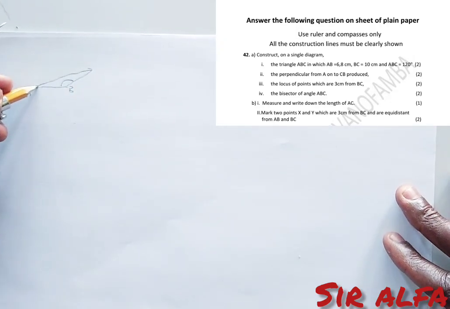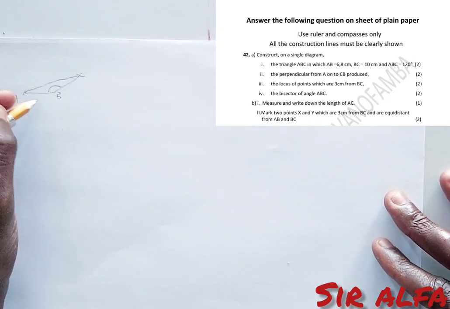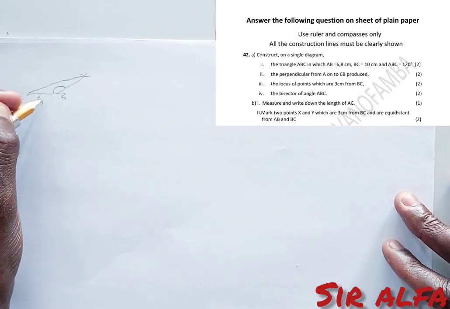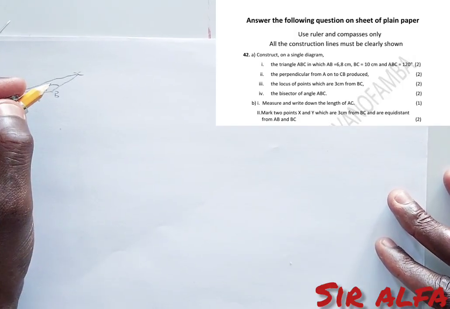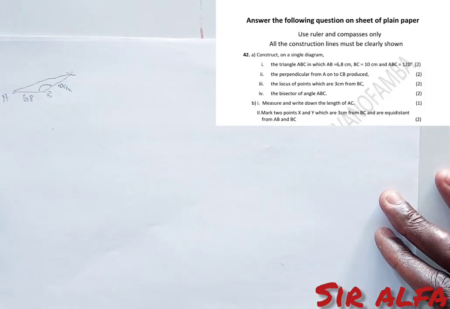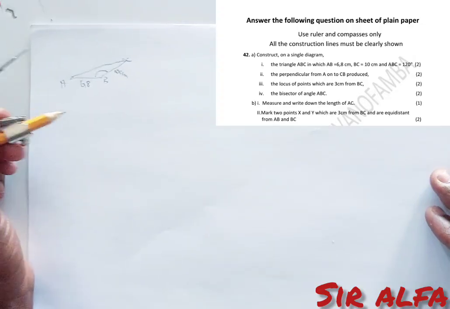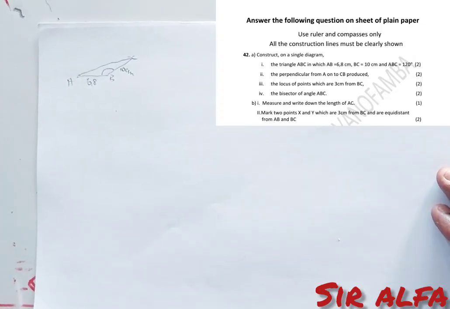So I'll join this one. So this is C. Let me write the dimensions. AB is 6.8. Then BC is 10 centimeters. Okay, so in this case, I have been given two sides and one angle to construct a triangle. So let me construct this triangle.